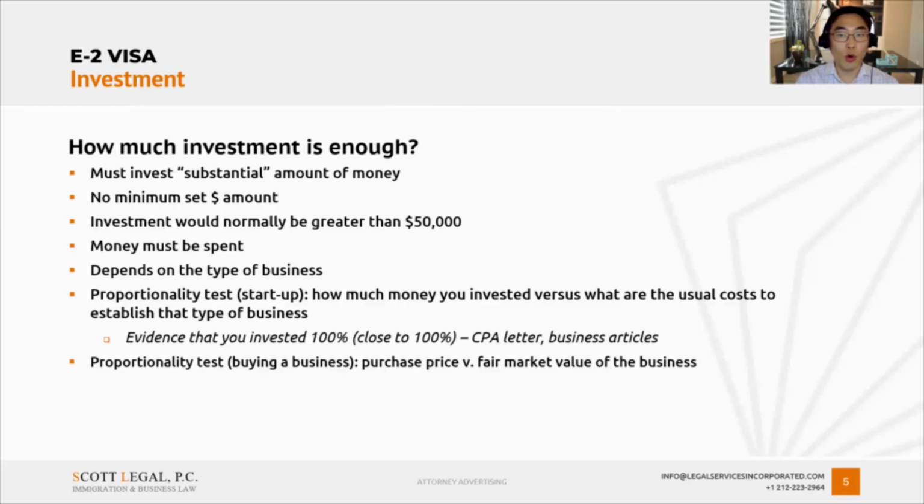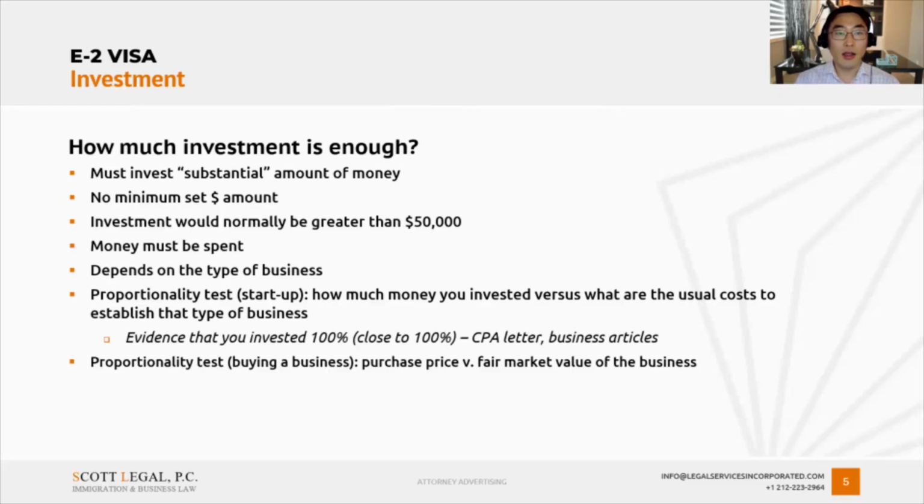So the whole point of making an E2 visa application to the U.S. government is that your invested fund, regardless of how much money, was enough to make the business fully operational. That's why we usually recommend investing at least $50,000 to meet the government officer's review standard.